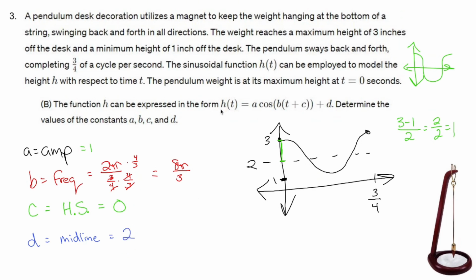So if you're thinking, oh no, let's write out the formula and circle that, don't do that, because they don't want you to write out the formula here. They just want you to figure out what A, B, C, and D are. So let's rewrite those so they're nice and pretty. A is 1. B is 8 pi over 3. C is 0. D is 2.